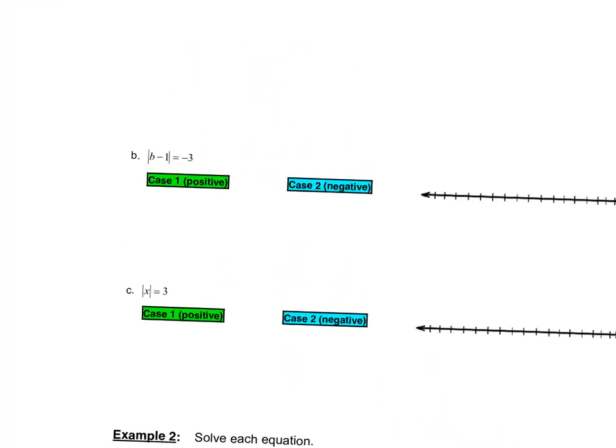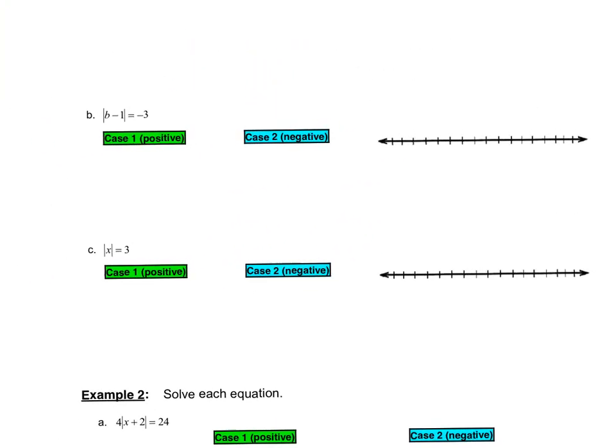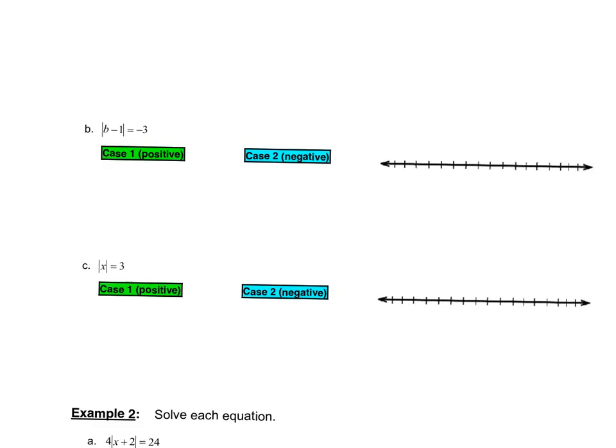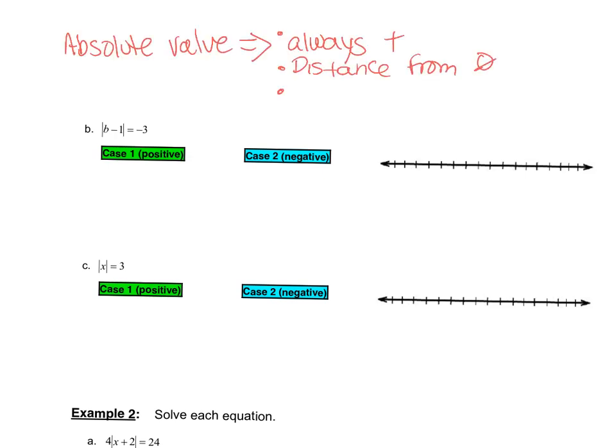Okay, so now let's look at the examples. Remember, when you're doing absolute value, because absolute value is the distance a number is from 0, and it's always positive, then you know that the inside of the absolute value, which I'm going to refer to as A, so whatever is on the inside, and remember, it doesn't have to be the letter A, it's actually anything inside of the absolute value.